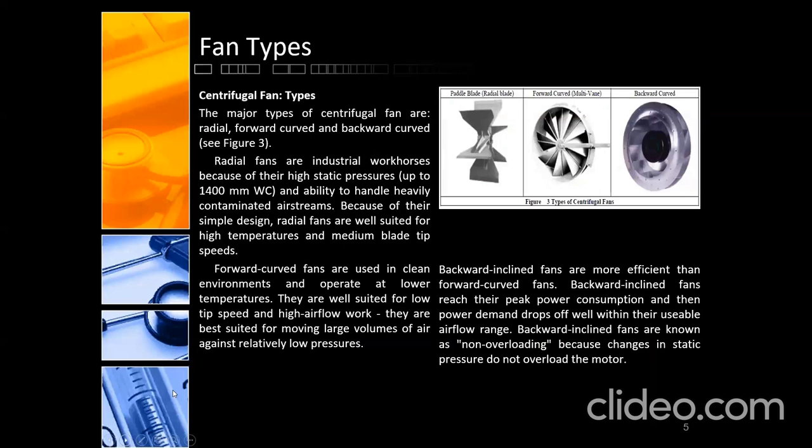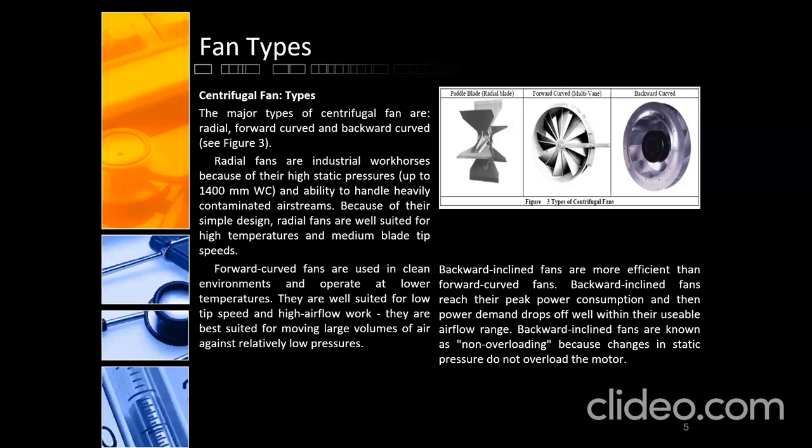Okay. Now, centrifugal fan tayo. Types. The major types of centrifugal fan are radial, forward curve, backward curve. Figure 3. Radial fans are industrial workhorses because of their high static pressures up to 1,400 mm water column or water gauge. 1.4 divided by 25.4. It's about 55 inch of water column. And ability to handle heavily contaminated airstream. Because of their simple design, radial fans are well suited for high temperatures and medium blade tips.